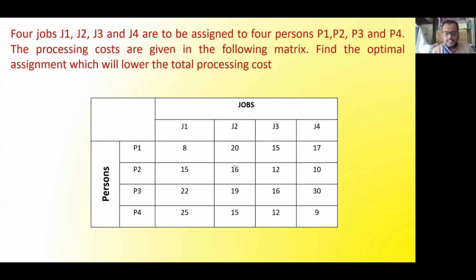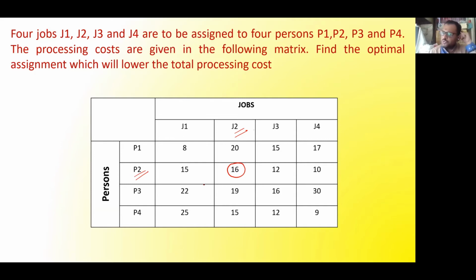Let me give you an example. This particular entry suggests that if person 2 is given job 2, then he will take 16 rupees as the wage or processing cost. The processing cost will be 16 rupees if P2 is assigned to J2. So let us proceed with our steps.